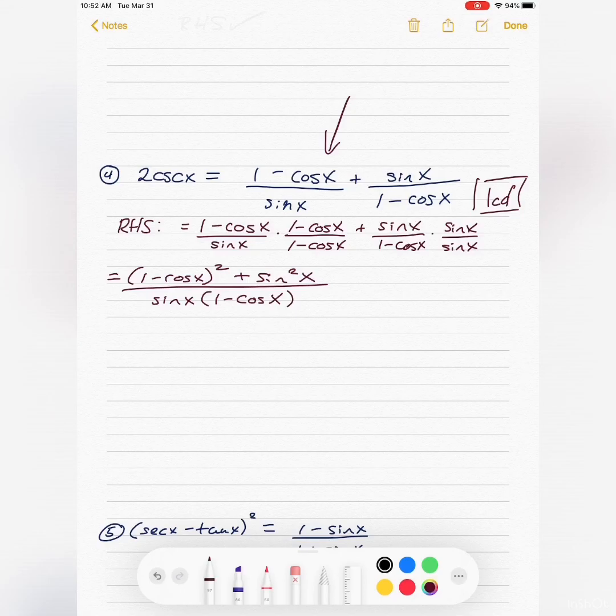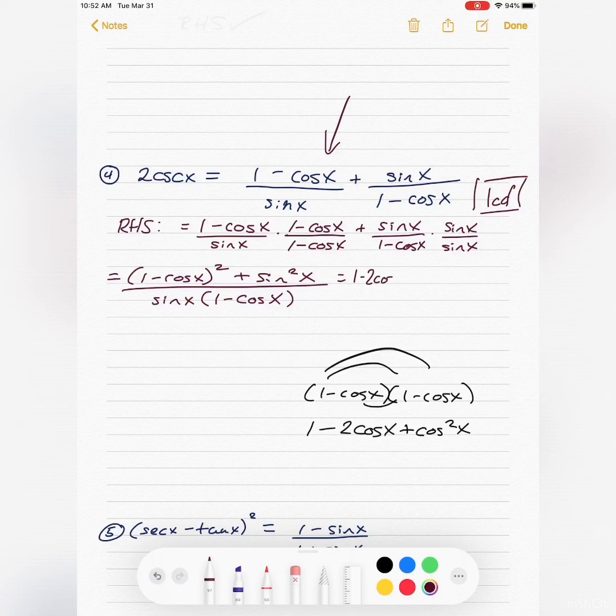Okay, and then again, I think I would FOIL. So you see how, again, this is similar to that last problem. 1 minus cosine x squared is 1 minus cosine x times 1 minus cosine x. Let's see, that'd be 1 minus a cosine minus another cosine plus a cosine squared. Did I get that right? So look up here. 1 minus 2 cosine plus cosine squared plus sine squared over that LCD.